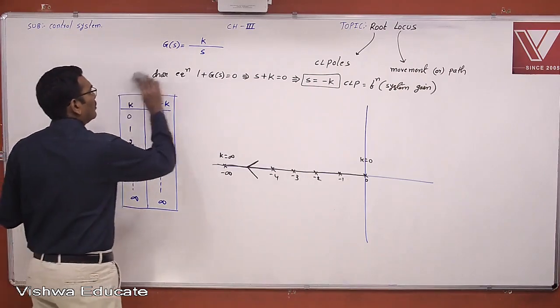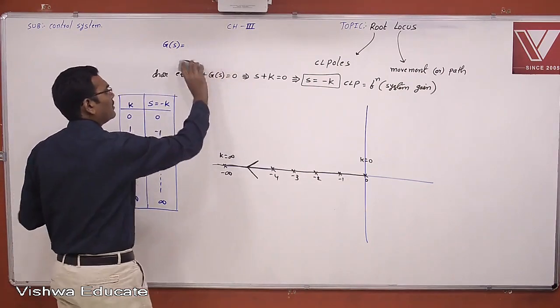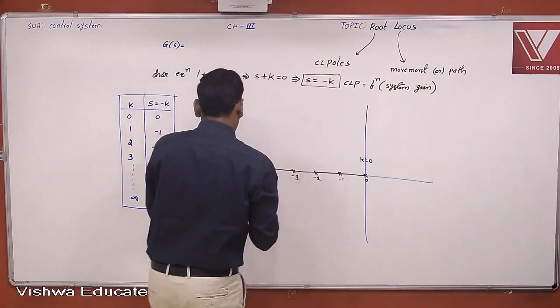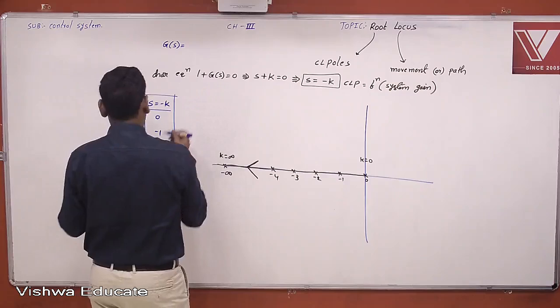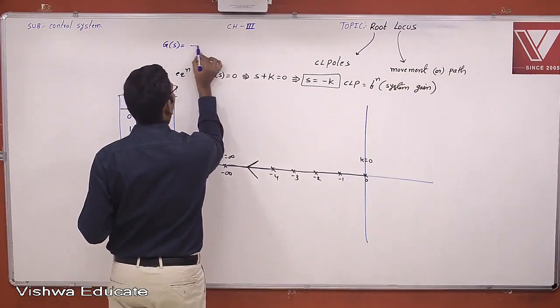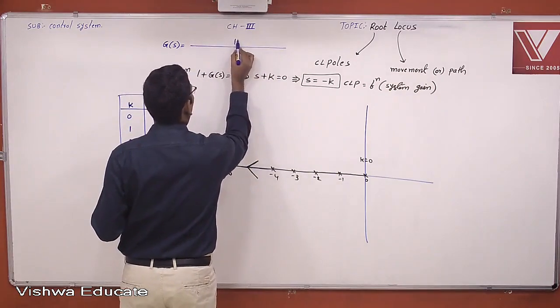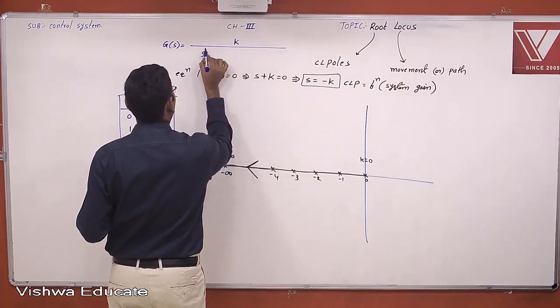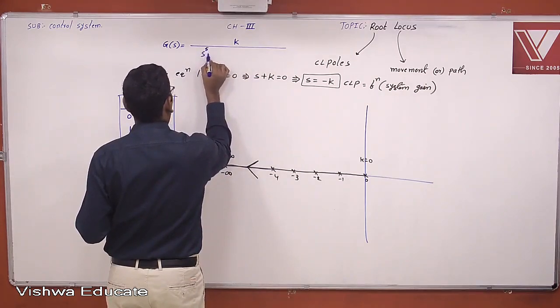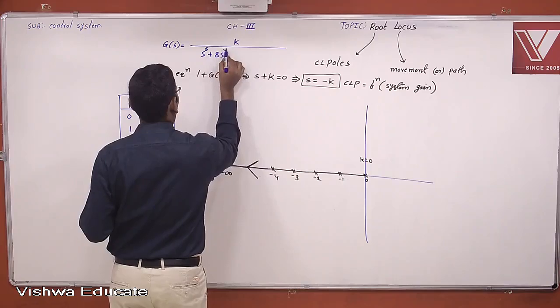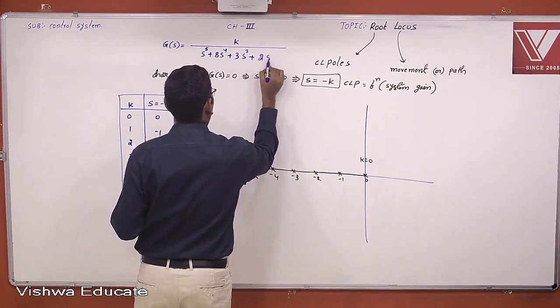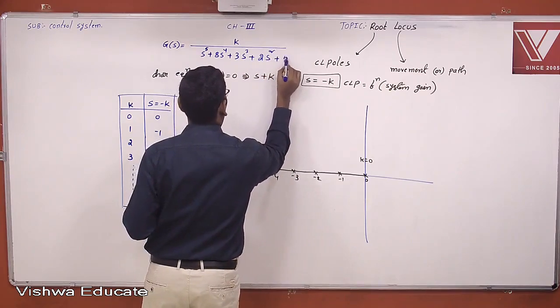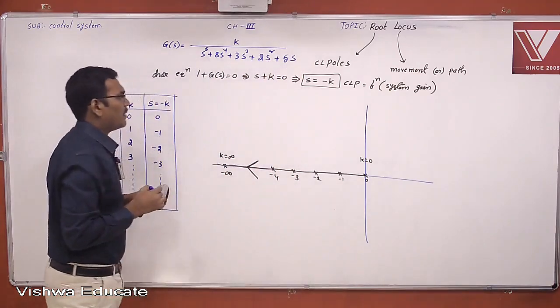Okay. Now in that way you can easily find the closed loop poles movement of a closed loop control system. Now if that is an easy one, can you please do it for this? K by s power 5 plus 8s power 4 plus 3s cube plus 2s square plus 5s. This is the open loop transfer function.